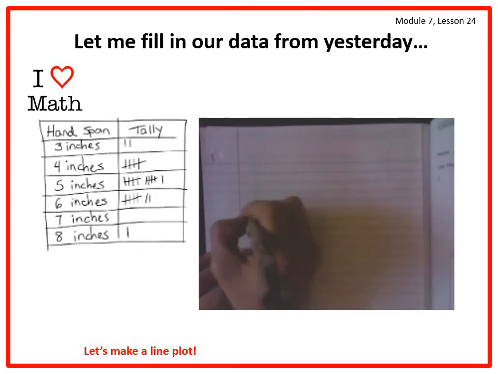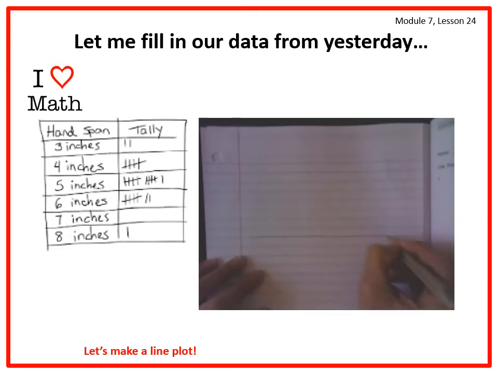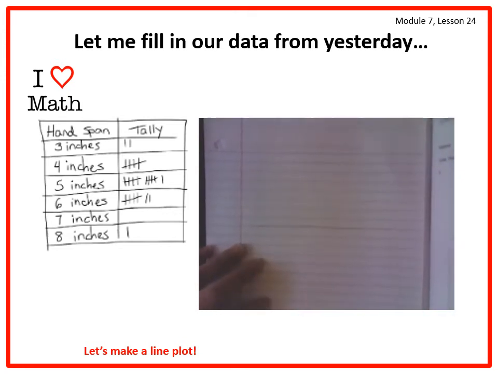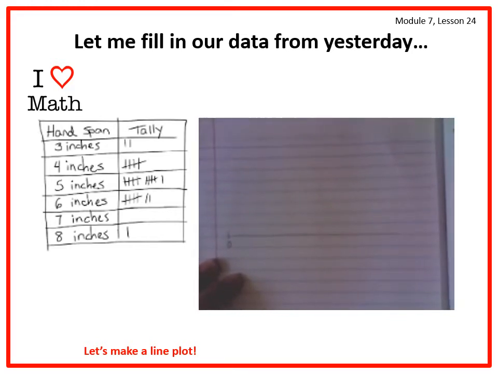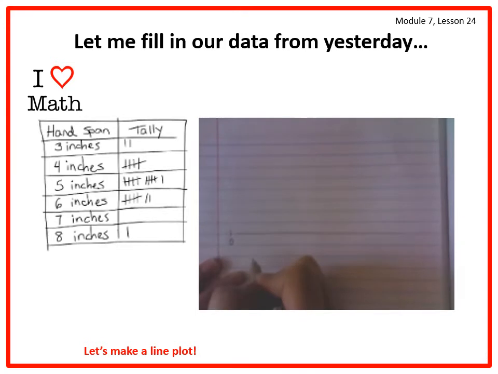So I'm going to put it right about in the middle of the paper. I'm going to make a line just like that. And then I'm going to mark this as my 0. Remember, let me zoom in a little bit so you can see it better. There we go. We mark this as a 0. We have to make our slashes just like that.